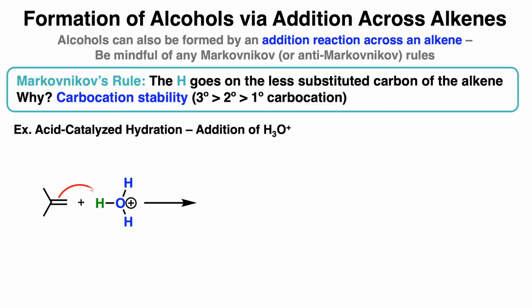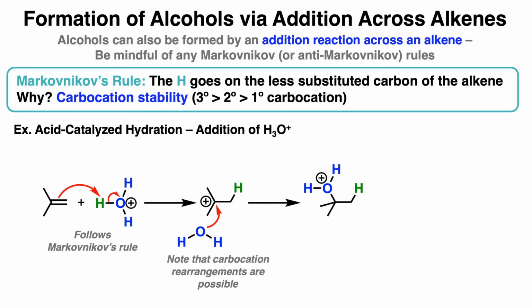First, the pi bond of the alkene breaks and grabs one of the hydrogen atoms of H3O+. Since this reaction follows Markovnikov's rule, the hydrogen will go onto the right side, or the less substituted side, of the alkene, while the carbocation forms on the left side of the alkene. Then water attacks the carbocation, and another mole of water is used to deprotonate the extra hydrogen atom to form the alcohol product.